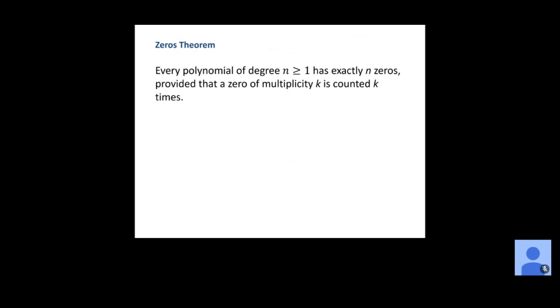All right, now our zeros theorem. Every polynomial of degree n greater than or equal to 1 has exactly n zeros. So basically, if we look at the degree of the polynomial, that will tell us exactly how many zeros we will have, provided that a zero of multiplicity k is counted that many times. Okay, so let's say you have an x minus 2 squared. We know that has a multiplicity of 2 because of the square. We have to make sure we count the zero that comes from that factor twice. As long as you do that, then you're going to have exactly n zeros, whatever the degree of the polynomial is.